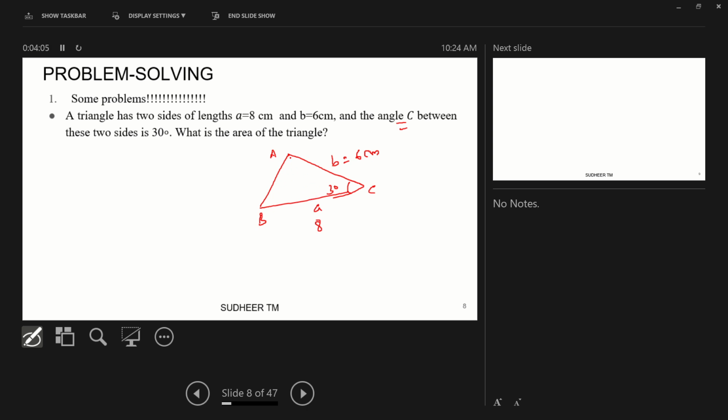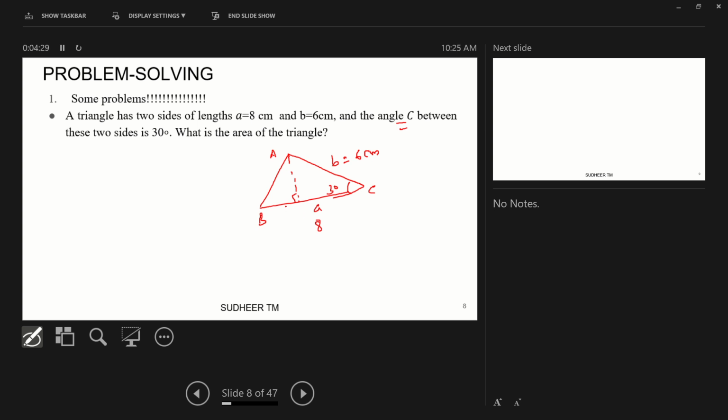Okay, if the height is given, what is height? It's the least distance from one side to the opposite vertex. We have many distances from the side to the vertex, and the height of the triangle is the least one. That means the perpendicular distance from the vertex to the opposite side.